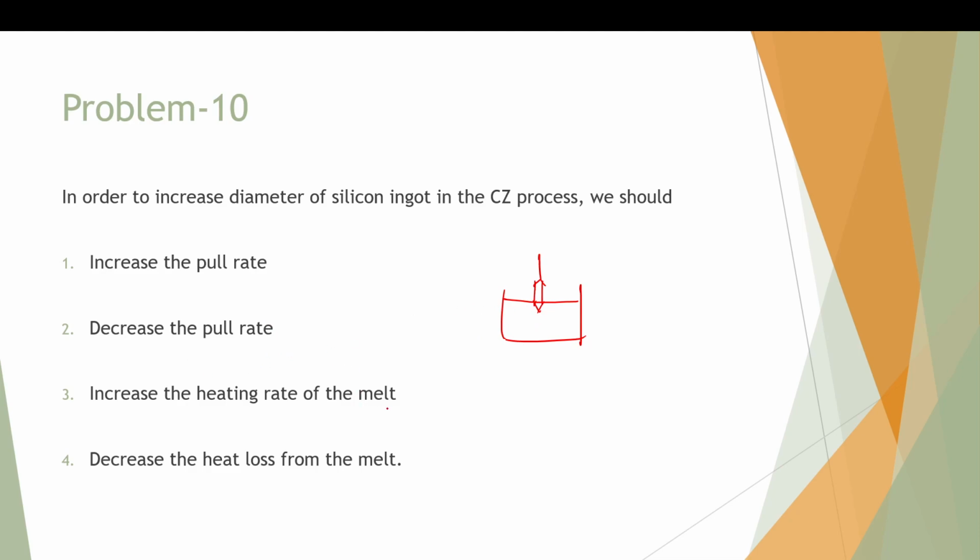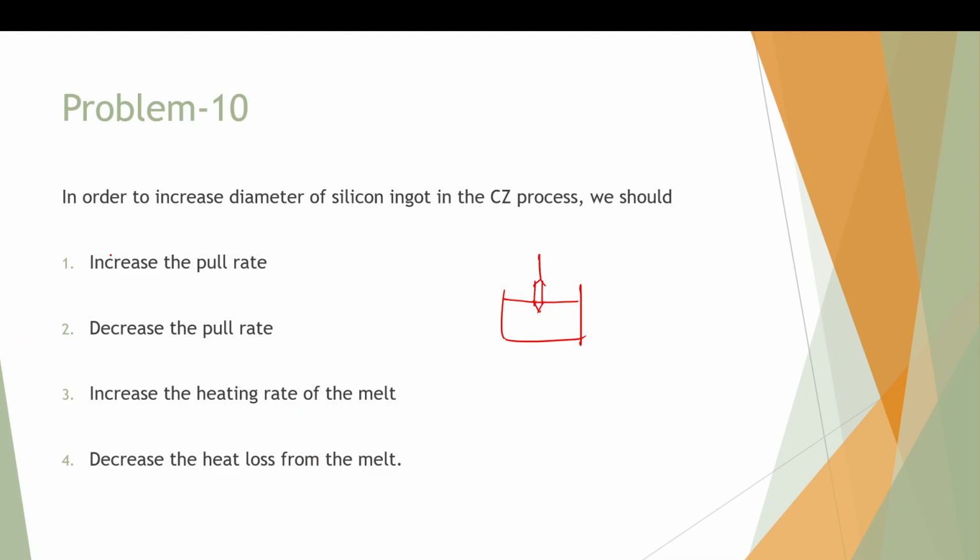If we increase the heating rate of the melt, if the melt is hotter, it will take more time to crystallize. More time to crystallize means at the same pulling rate, the diameter of the ingot will be smaller. And decrease the heat loss from the melt. Is the heat loss from the melt same as increasing the heating rate, I guess. So, it will have a similar effect.